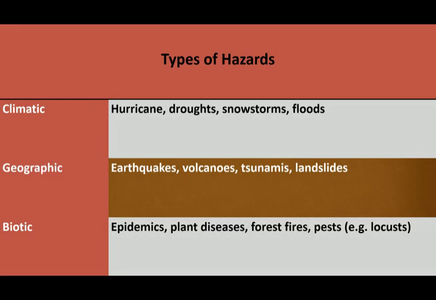Remember earlier I mentioned three categories of environment: climatic, physical, and biotic. Here we have them. They are also categorized as types of natural hazards. The one that we call physical is the same thing as geographic, right? So climatic hazards are, for example, those that have anything to do with the climate itself. So we have hurricanes, droughts, snowstorms, or floods. Well, we don't have snowstorms in the Caribbean, but you get the idea.